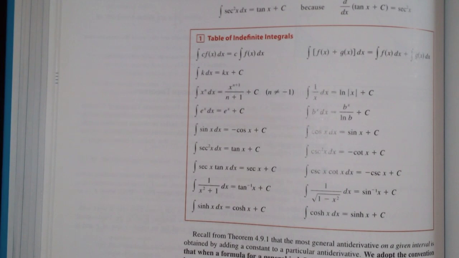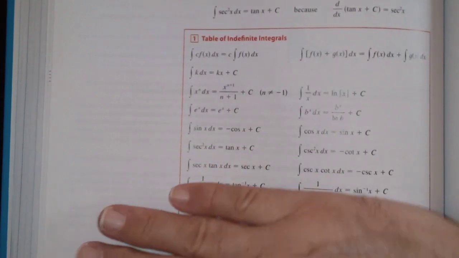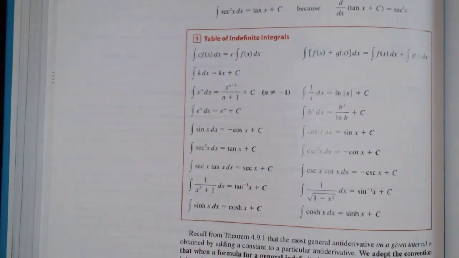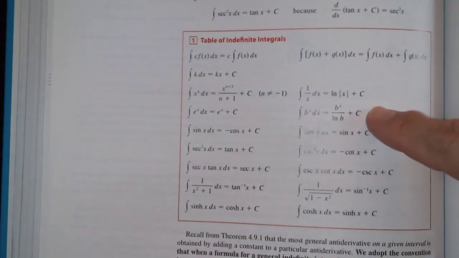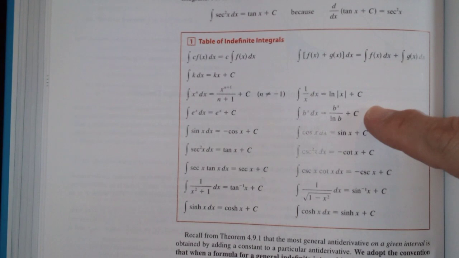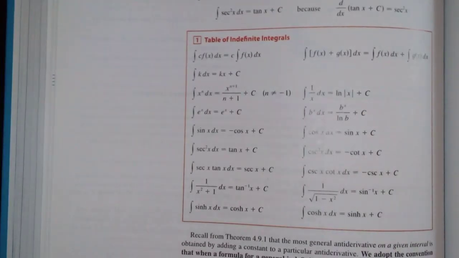Best part, a good portion of this is on formula sheets. Sine, cosine, secant squared, cosecant squared, secant tangent, those six right there, they're on our formula sheet. So is this one, but it's written in its derivative form. If you pull out the formula sheet from the last exam, you'll see it written: the derivative of a to the x is a to the x times ln of a. That's the chain rule in action.